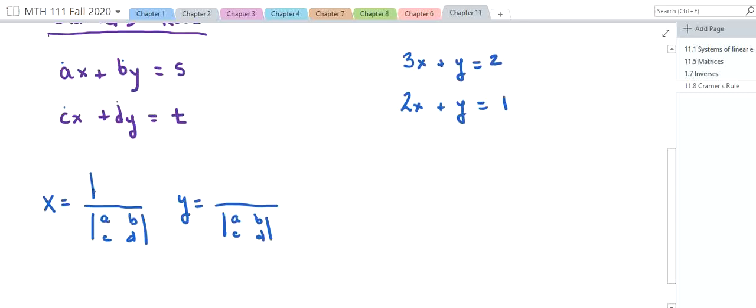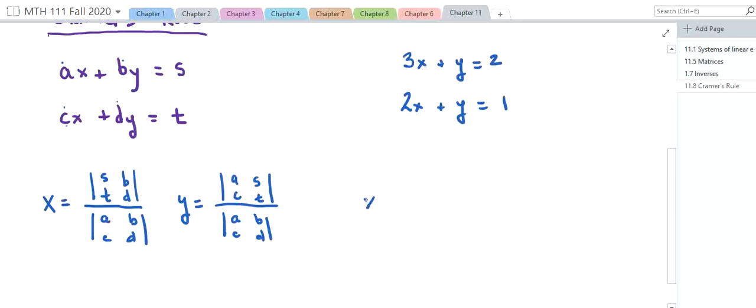Now, the numerator for x is slightly different. On this side, it's still b and d, but over here, we replace a and c with s and t. And for y, a and c is still the same here, but now we replace b and d, the y coefficients, with s and t. And we solve these determinants and we do the algebra here, and we get what the values for x and y are.